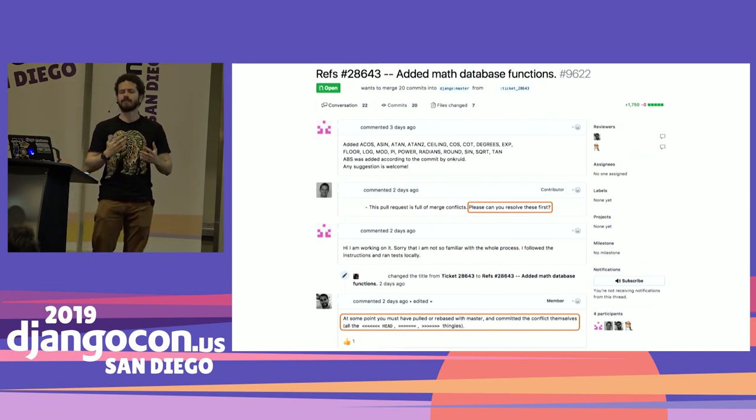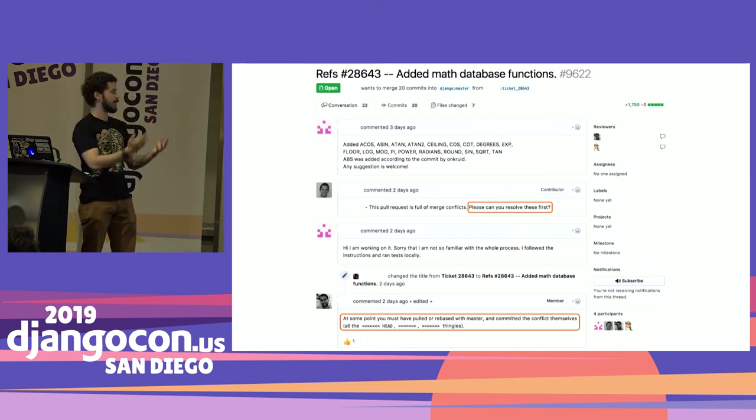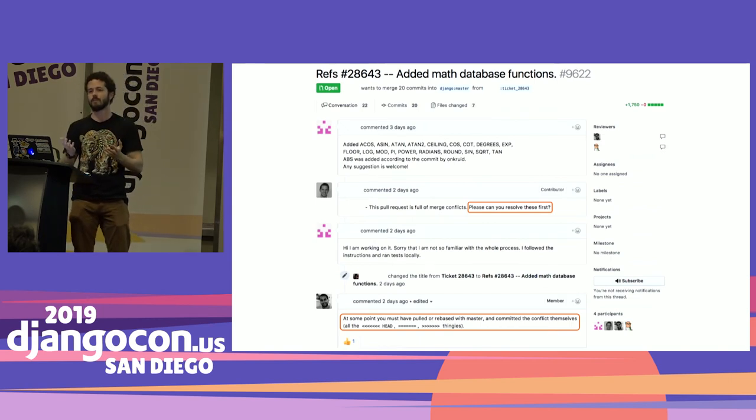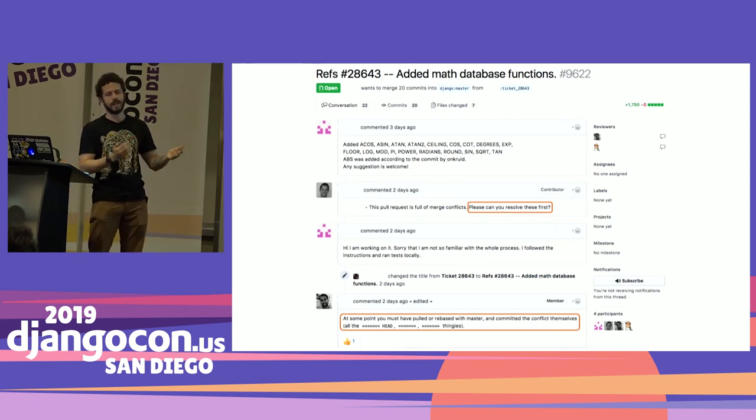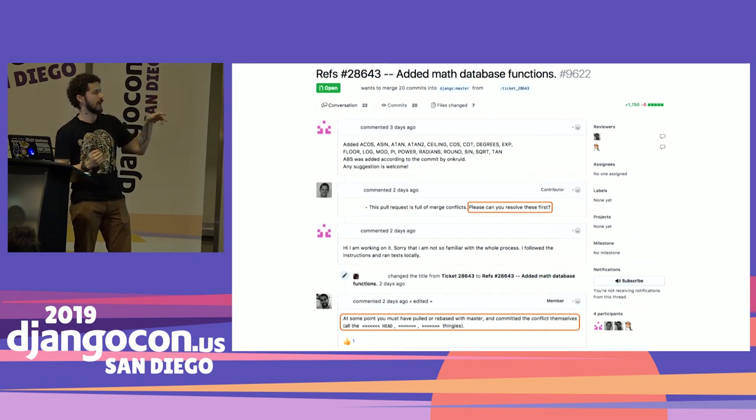The author is not very used to the pull request flow, he doesn't know exactly how it works, and then the reviewer very patiently explains something that for those of us already experienced with pull requests would be super obvious. He points out where he can find the conflicts in his code, like the arrow signs and the equal signs that divide what's the current one and what's the incoming change.